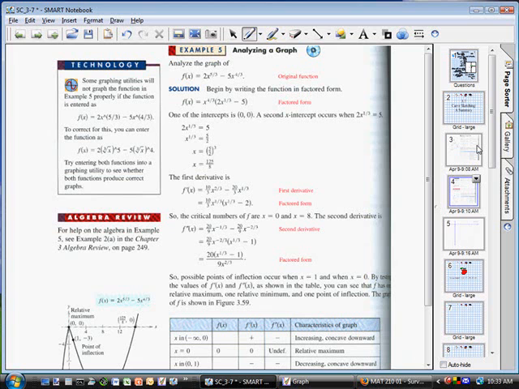Well, let me ask you a question. What does it mean when you have a fractional power? What does the denominator mean in a fractional power? In this case, what's the 3? The 5/3. What's that 3 do?